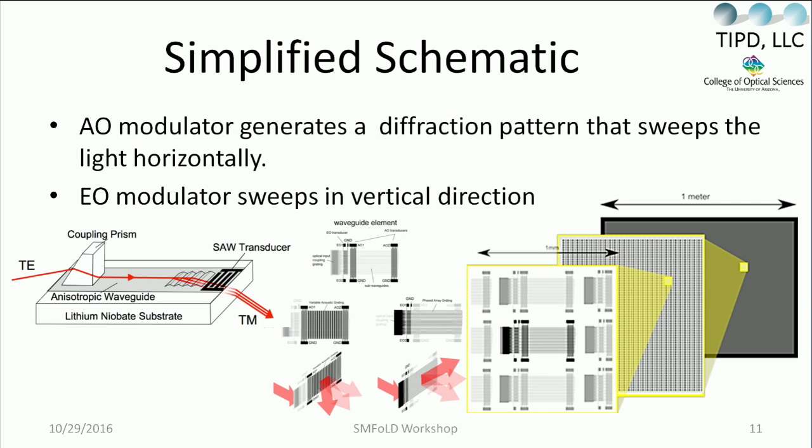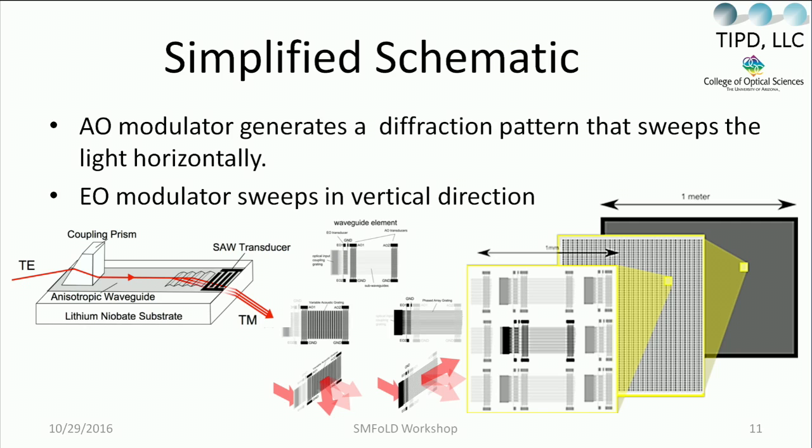So a quick overview of the AO modulator. We'll couple light in using a prism or a holographic grating, ultimately from the back side. That light travels down, and the surface acoustic wave is generated by the acousto-optic modulator. So now I've generated that diffraction pattern that's going to diffract the light out, and I have control over that at the gigahertz levels.